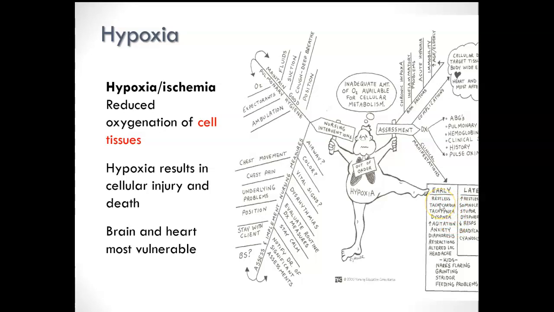So early on, you'll see restlessness, tachycardia, tachypnea, dyspnea. Tachycardia and tachypnea are compensatory mechanisms, right? Your heart and lungs are like, oh, I'm not getting enough oxygen. I'm going to breathe faster. My heart's going to beat quicker. I'm going to try to get more blood to those lungs to pick up oxygen.